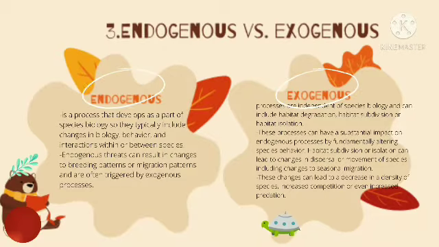Okay, and the last one, habitat fragmentation is caused by endogenous versus exogenous processes. Endogenous is defined as a process that develops as a part of species biology. So they typically include change in biology, behavior, and interaction between species. Endogenous traits can result in change of breeding pattern or migration pattern that are often triggered by exogenous processes.